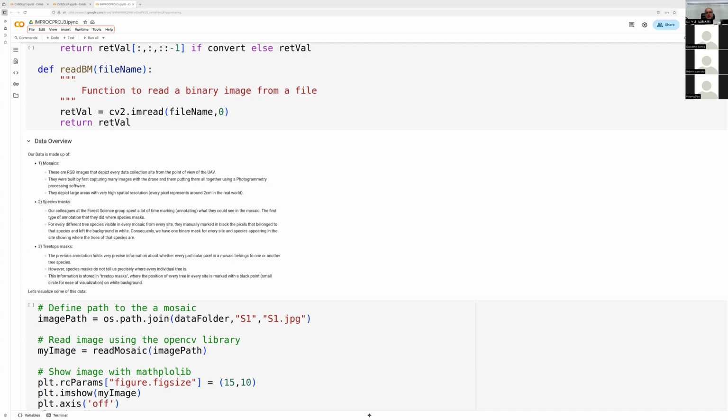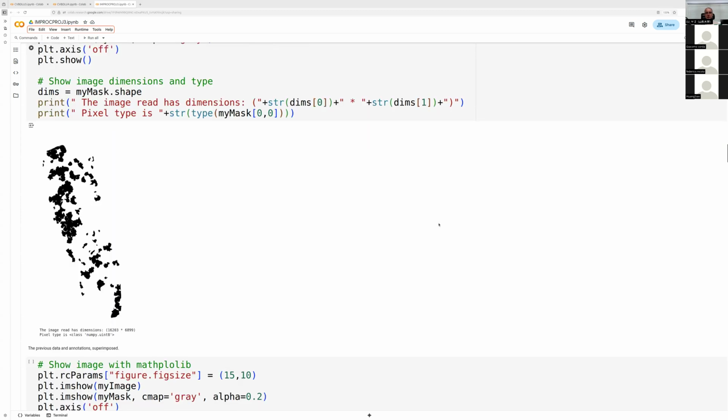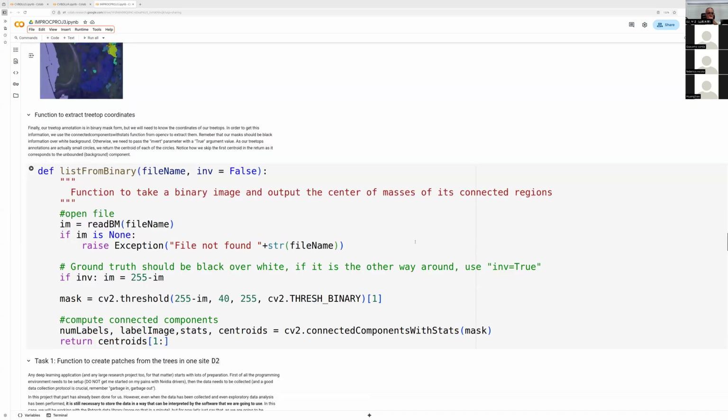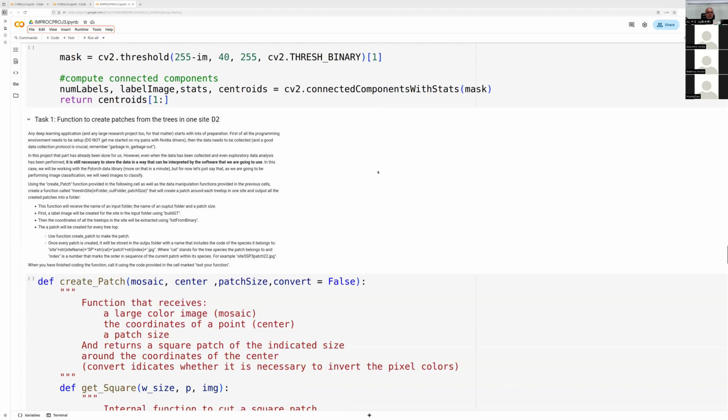Okay, that will be what will be done in task 1. So in task 1, what you're asked to do is to create patches from the trees in one side. So I will be speaking a little bit more about this later, but basically, the first formalization that we do is that we are going to do image classification. So what we will be feeding to a deep learning network will be a set of images. And for each image, we want to get just one answer, just one code as an answer.